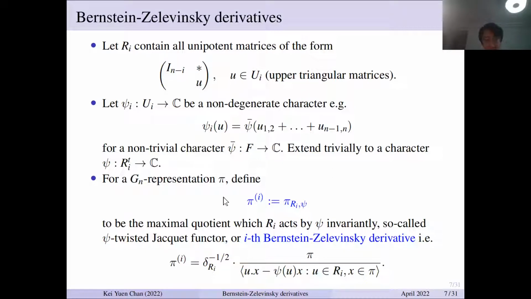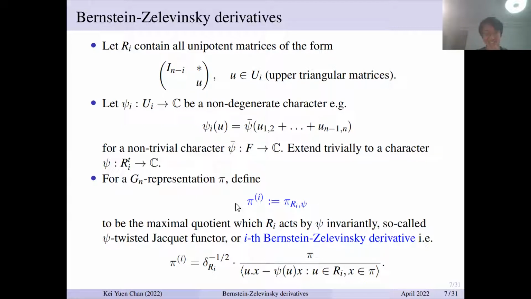And then we consider those twisted Jacquet modules, something similar to what Professor Gan talked about yesterday. Then we consider the maximal quotient on which it acts, and we call it the Bernstein-Zelevinsky derivative. So this is the definition. It is a kind of twisted Jacquet module: in the original Jacquet module we don't have the character ψ, but here we add some character on it.